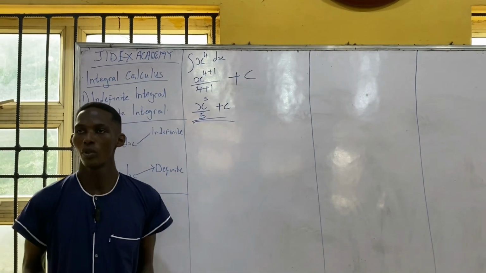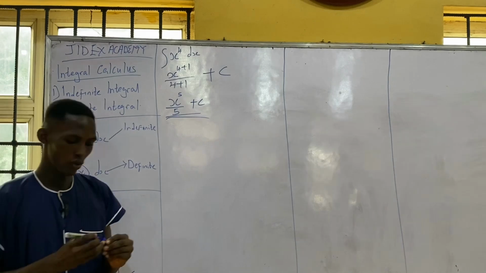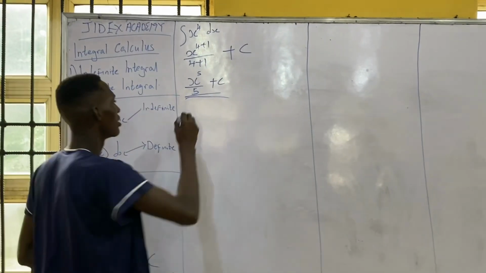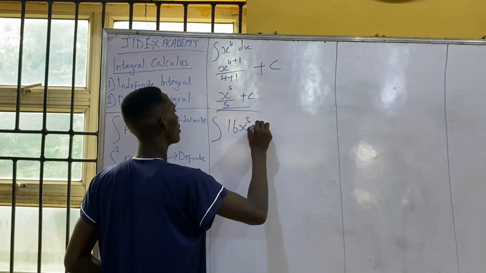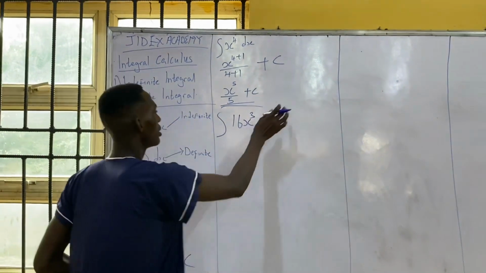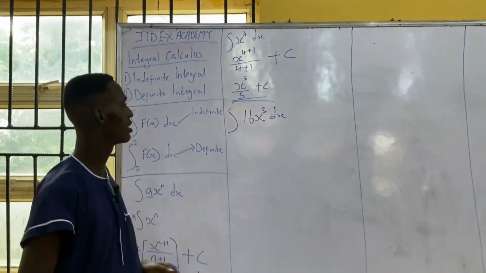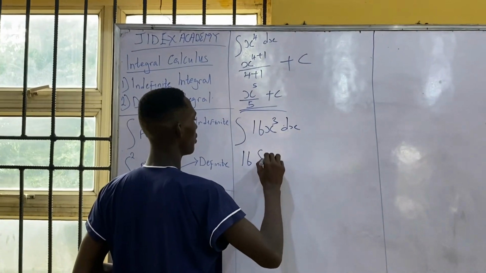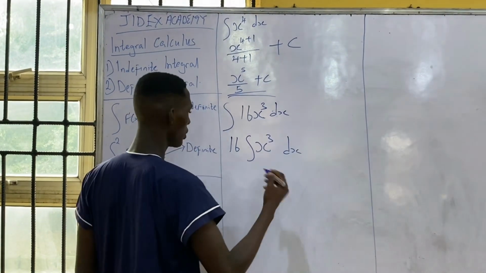Now, let's solve another question that has to do with a coefficient attached. So now, if you are given 16x to the power of 3 dx, and you are told to find the antiderivative of this, you can easily bring this 16 out, then you find the antiderivative of x to the power of 3. Remember, we have our dx.